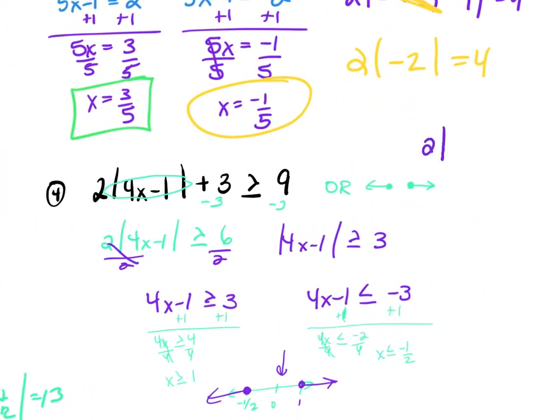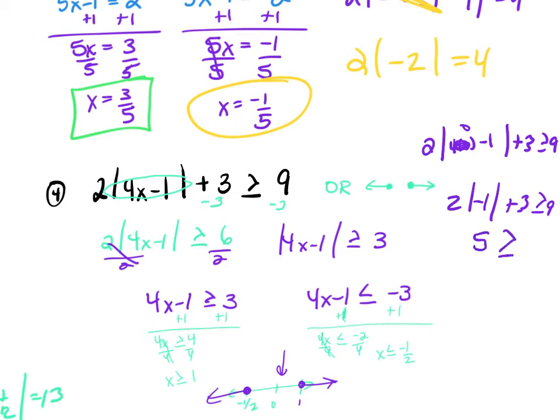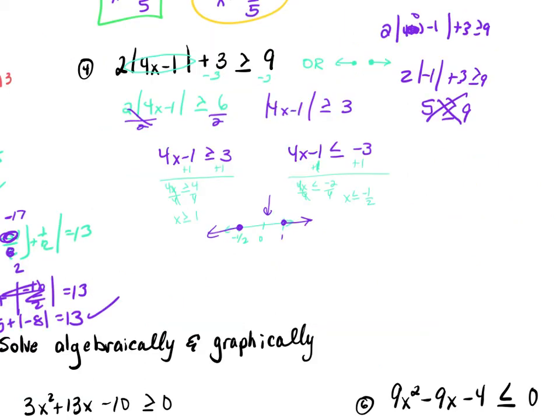if I said 2 times the absolute value of 4 times 0 minus 1 plus 3, is that greater than or equal to 9? Well, 4 times 0 is 0, and 0 minus 1. So I have 2 times the absolute value of negative 1 plus 3. Is that greater than or equal to 9? 2 times 1 is 2 plus 3 is 5. Is 5 greater than or equal to negative 9? People at home, 5 greater than or equal to negative 9? No, it's not. So I am correct in my graphing that 0 is not included.